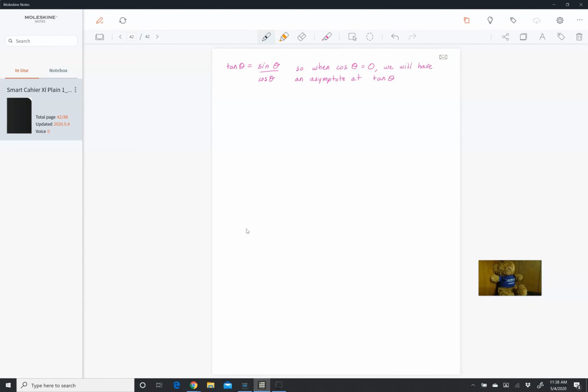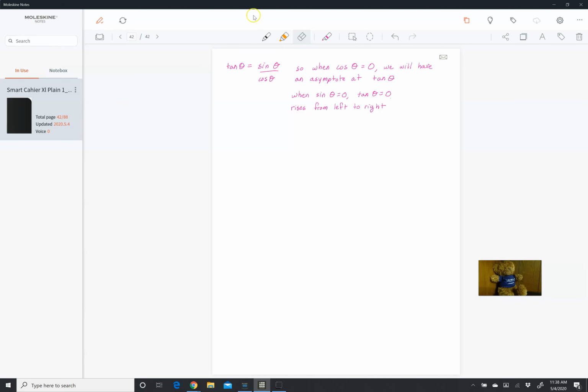So at cosine of theta equals 0, we have asymptotes. When sine of theta equals 0, tangent of theta equals 0, not theta. And the tangent graph rises from left to right. This is going to be helpful when we look at other graphs.